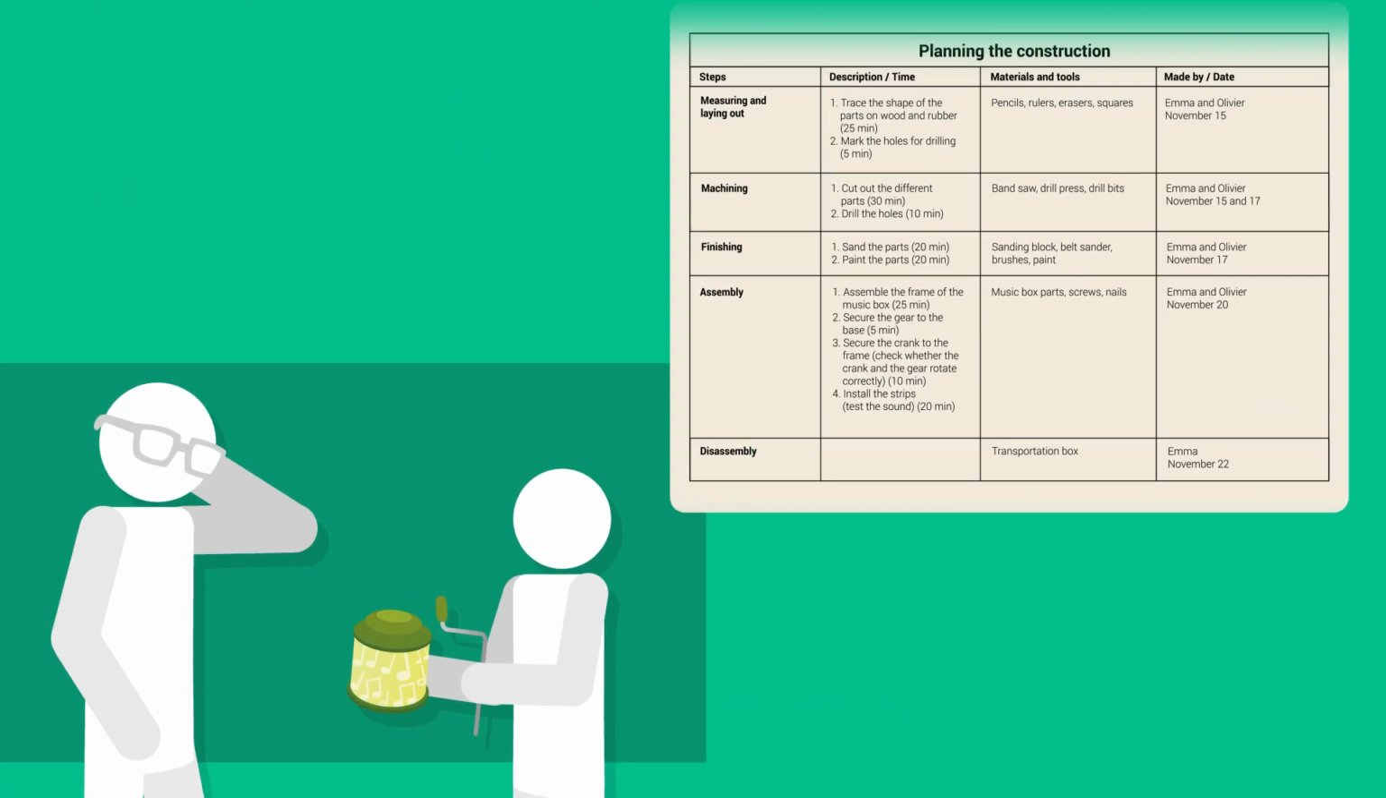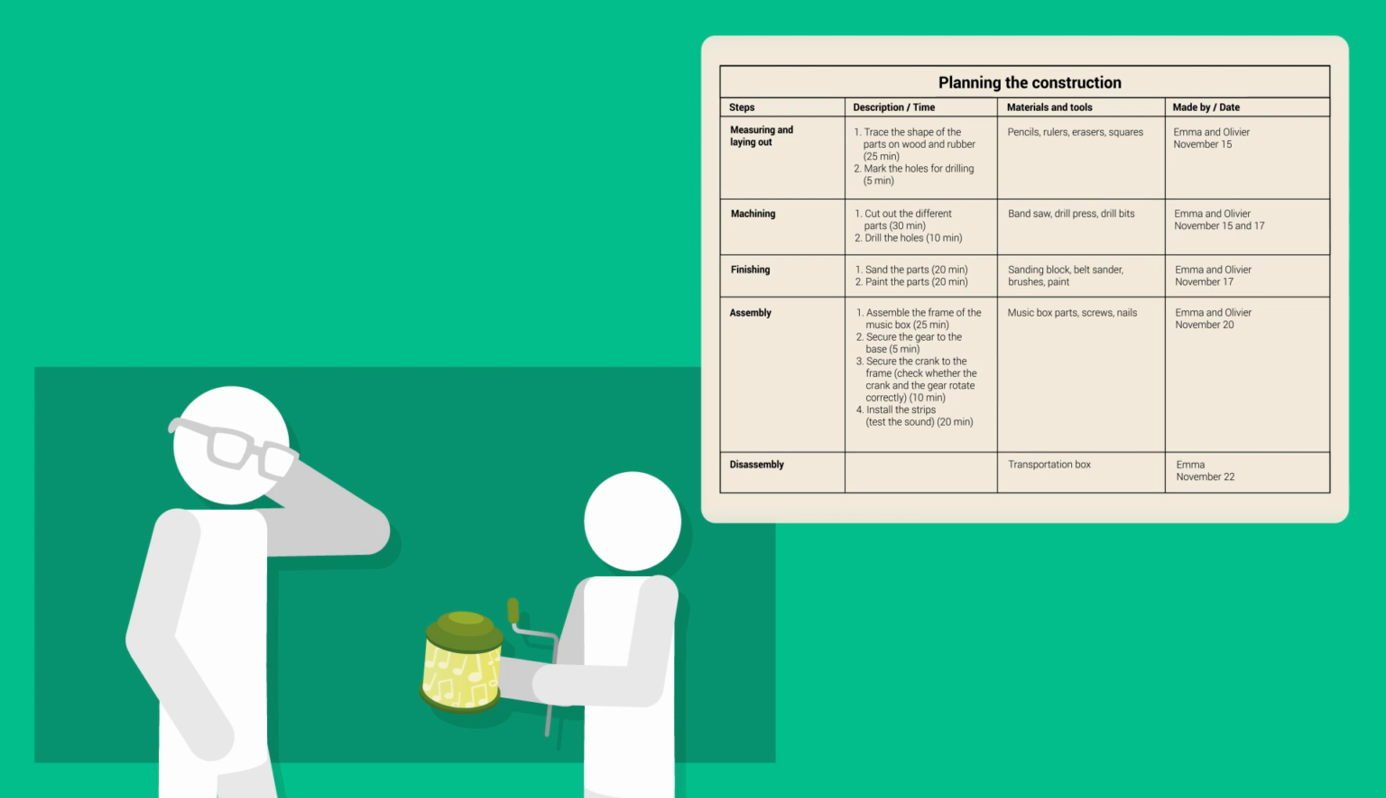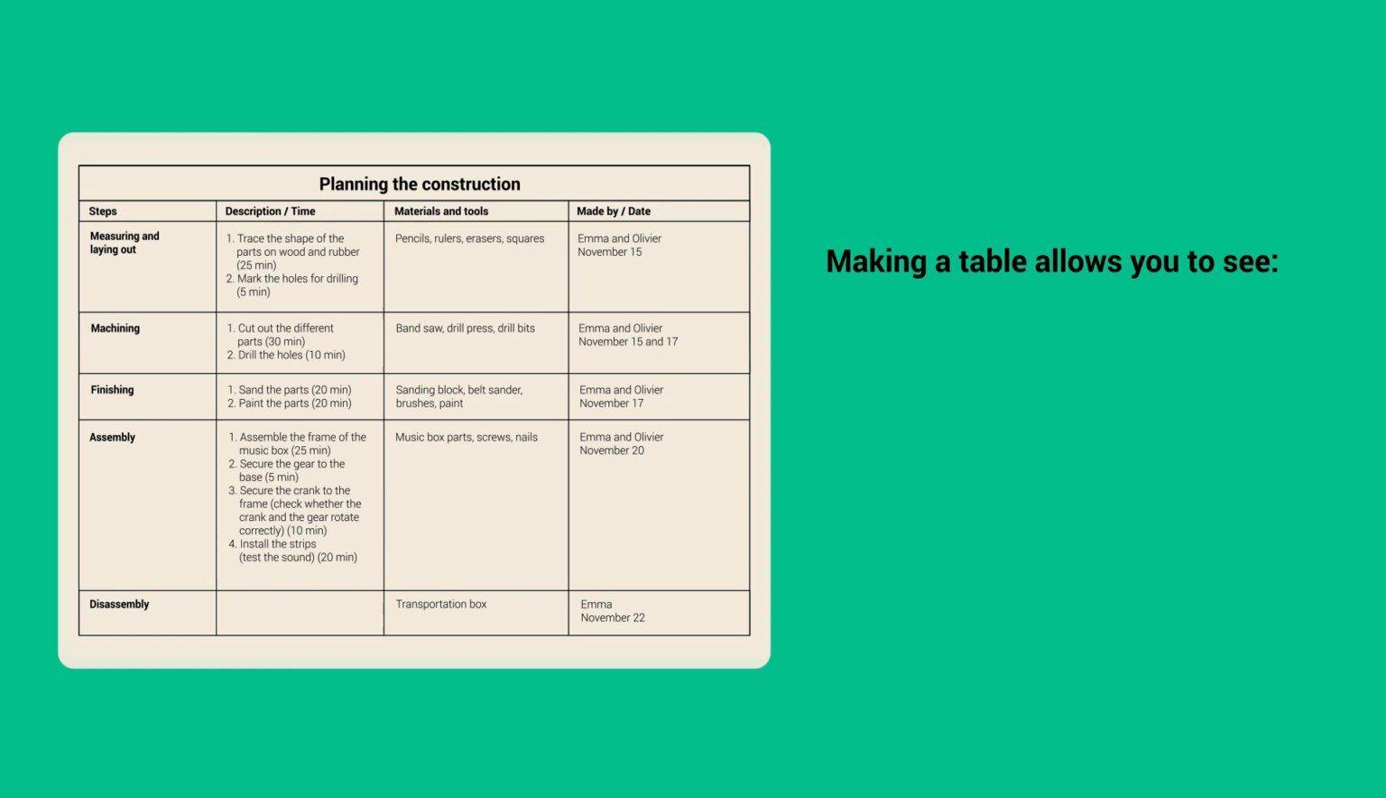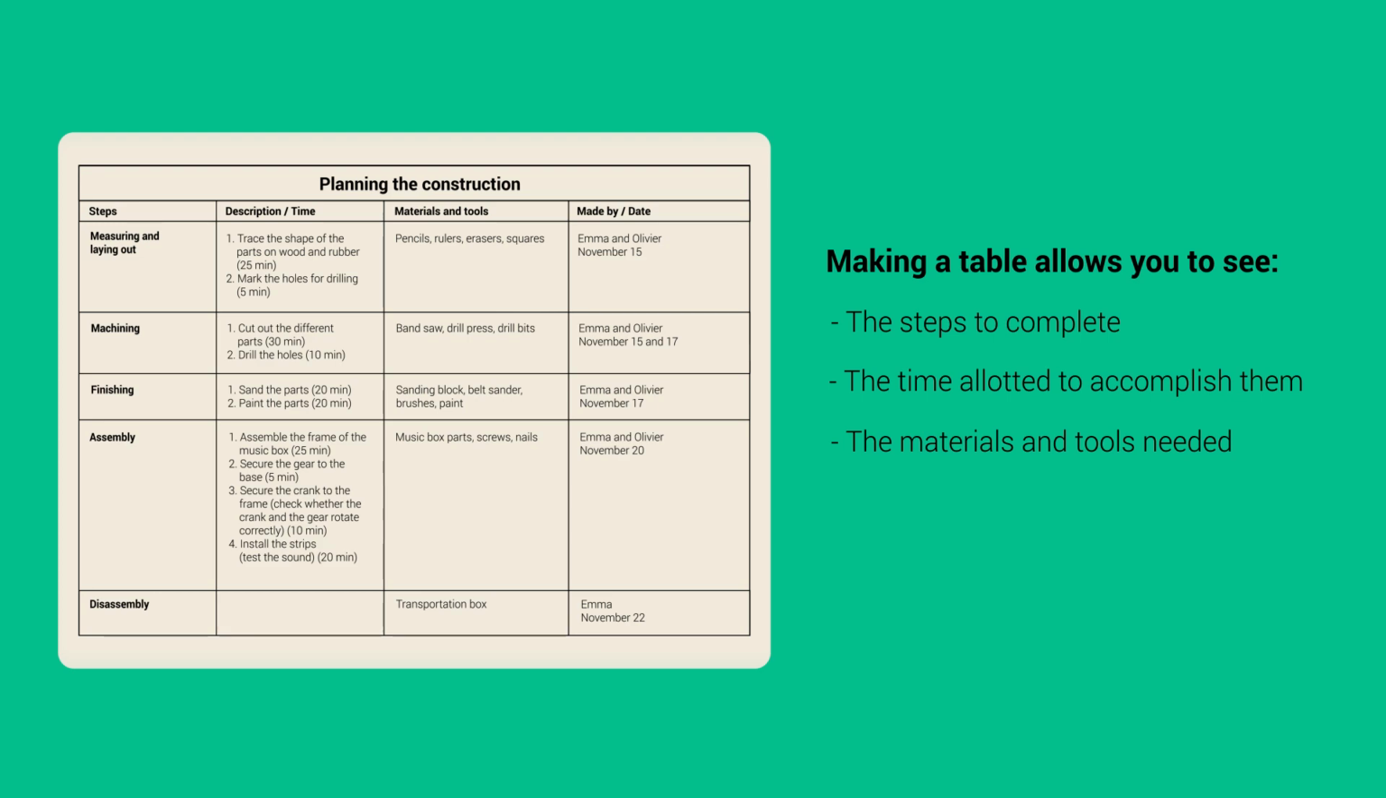Planning the steps in a logical order enables us to establish a schedule, to plan simultaneous construction, and to avoid unnecessary steps such as drilling a component of an object that is already assembled. In other words, when we have a table, we can see the steps to complete, the time allotted to accomplish them, the material and the tools needed, and the person responsible for each task.